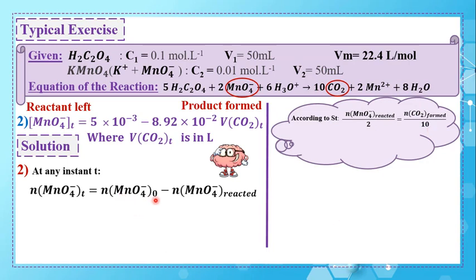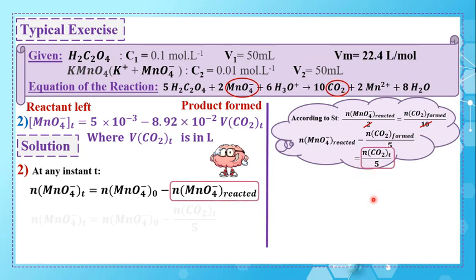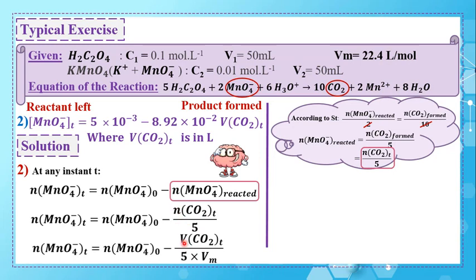Always when you want to start with a relation, start with the number of mole. So the number of mole of MnO4- will be equal to, we will simplify 2 and 10, the number of mole of CO2 over 5. Instead of formed, I can put t, since CO2 is a product. Now I can replace this by this one to get this relation. I have to substitute number of mole here by V, and I know that the number of mole of a gas is equal to V over V molar, so I can replace it by V over V molar.